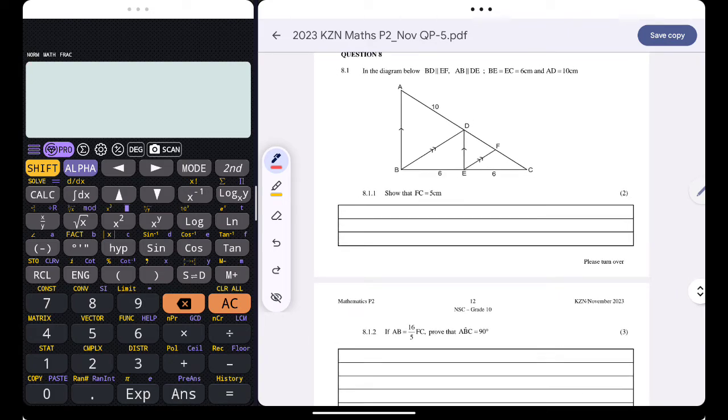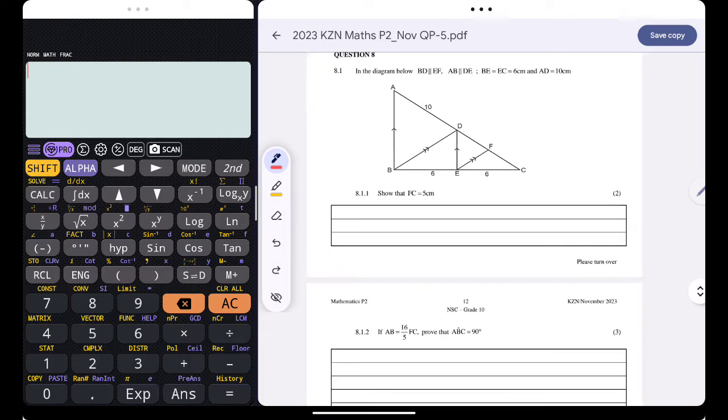Question 8.1. In the diagram below, we are told that BD is parallel to EF. We are also told that AB is parallel to DE, and that BE is equal to EC, and both of them are equal to 6 centimeters. We are also told that the length of AD is 10 centimeters. The first question, we are supposed to show that FC is equal to 5 centimeters. How can we do that?